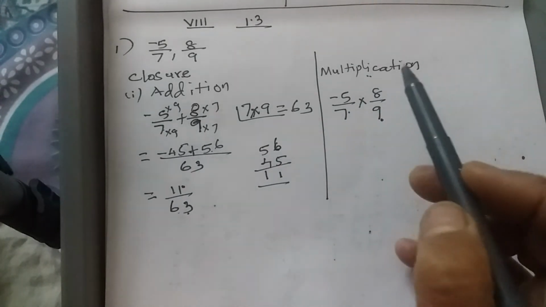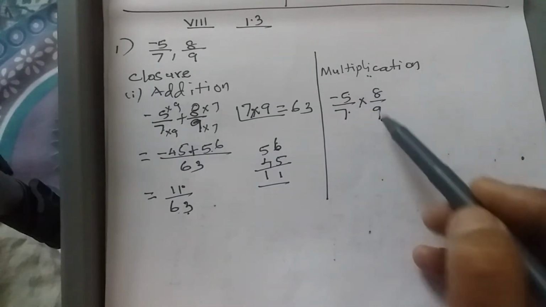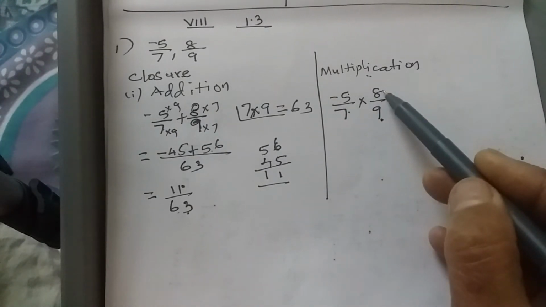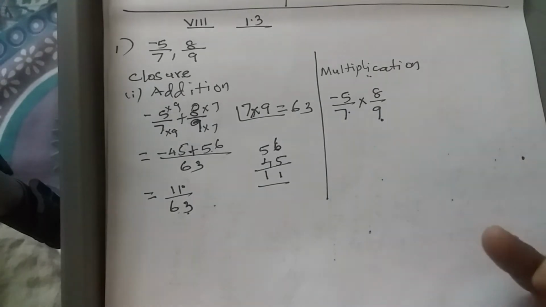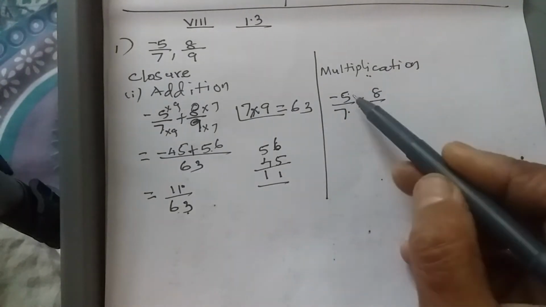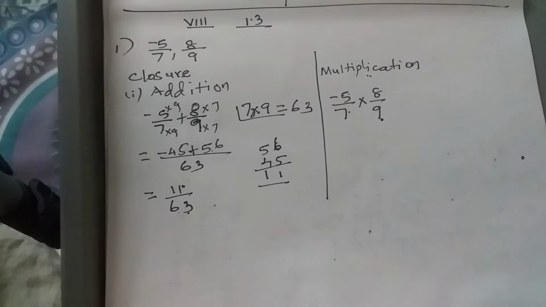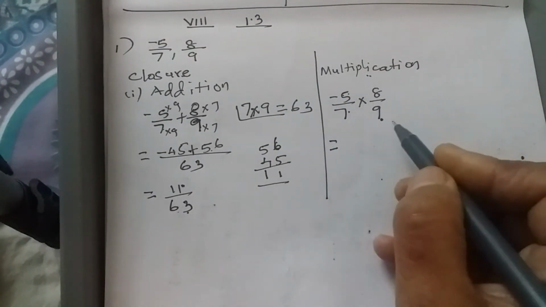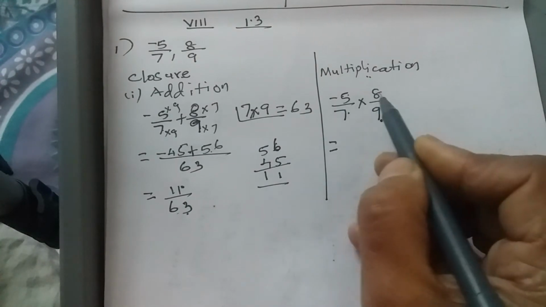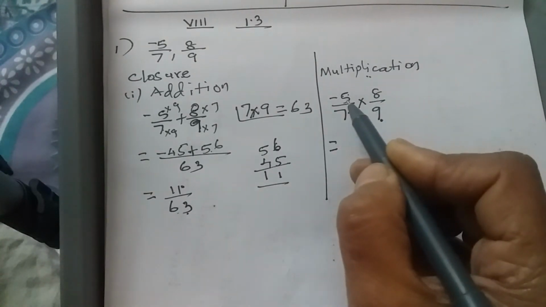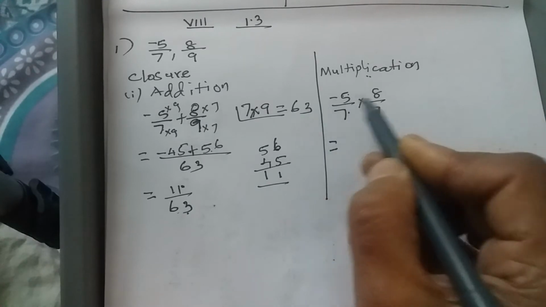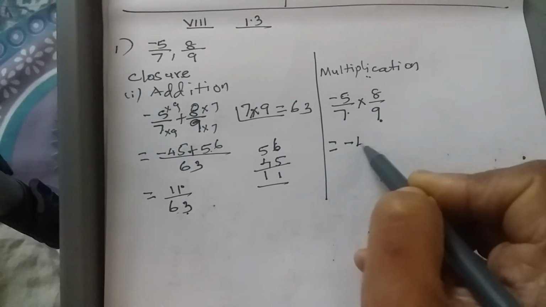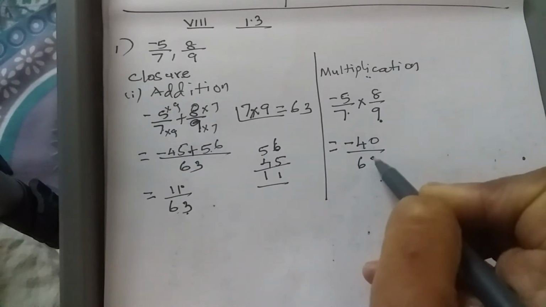5 and 7: no common factor, both are prime numbers. 8 and 9, no common factors. 8 is an even number, 9 is odd. This is divisible by 2 and 4. This is divisible by 3, but no common factors. If we check cross, 5 and 9, no common factor. 8 and 7, no common factor. So what to do? We have to multiply both the numerators and multiply both the denominators. Before you multiply the numbers, we need to multiply the signs. Minus into plus, or there is only one negative sign, so the answer is minus. 5 eights are 40, 7 nines are 63.